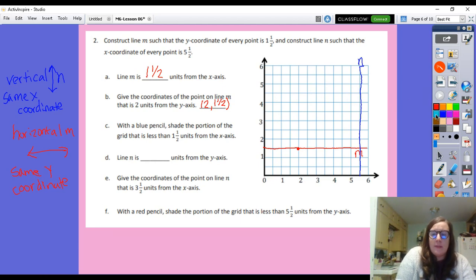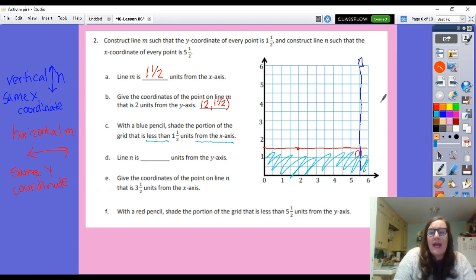Now with a blue pencil, I'm going to do this light blue color. They want us to shade the portion of the grid that is less than 1.5 units from the x-axis. So from the x-axis is the key here, and it has to be 1.5 units. So anything less than that, that's the other key part. So if I shade up here, that would be more than, so it's less than, and it's from this x-axis, so that means we're working with the points closer to it. So less than is right here.